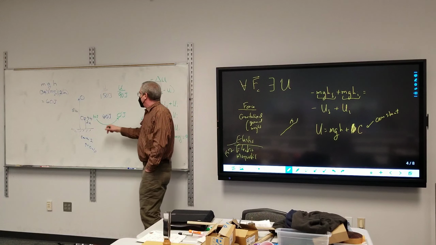Questions up to here? Okay, so where does negative change in potential energy come in? Why do we have to specify that? Why does conservative work have to be the negative change in potential energy?